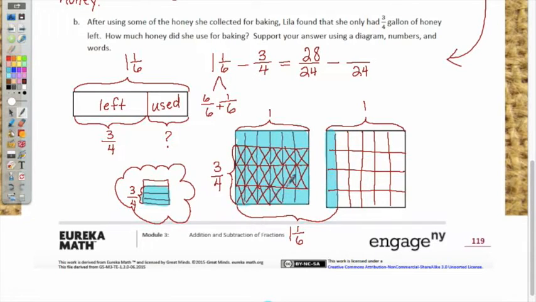Cheney, you said there's 18. Is that right? 6, 12, 18. So 28 minus 18, 10/24ths. Can we simplify that? Yes. Divide by 2.